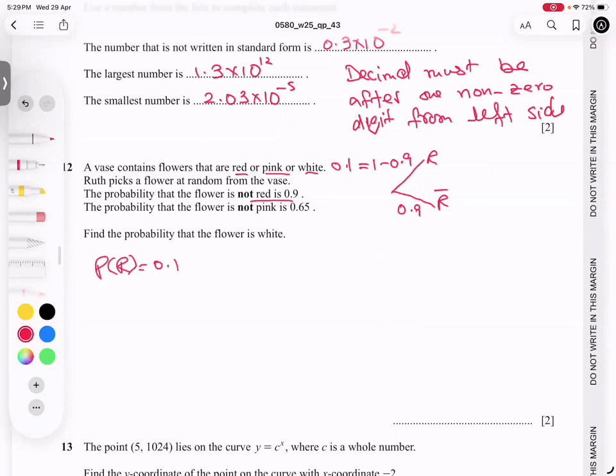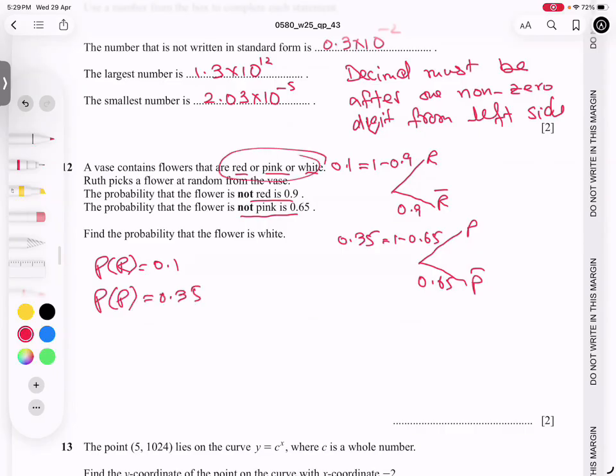0.1. Okay, now similarly, he said that not pink is 0.65. So I make this idea here, pink and not pink. And you know, not pink is given 0.65. How to get the upper branch? 1 minus 0.65 is giving 0.35. So probability of pink is what? 0.35. Now, students, come to the actual question.